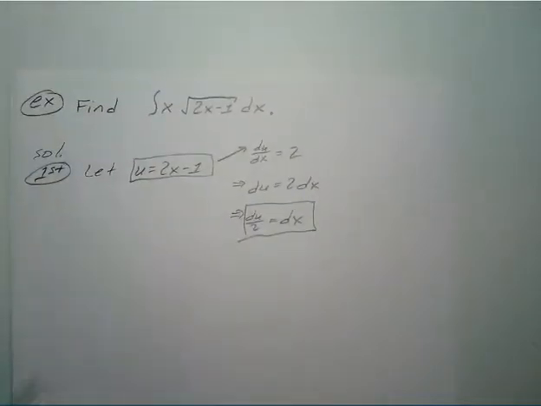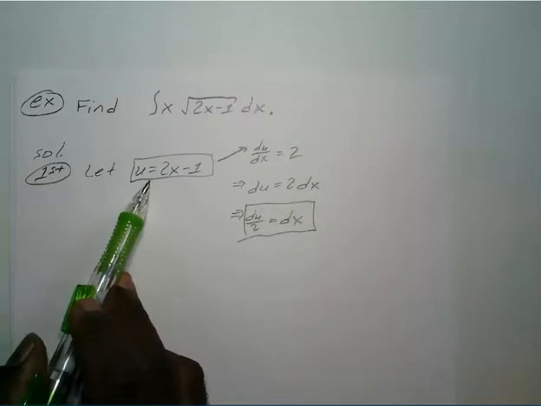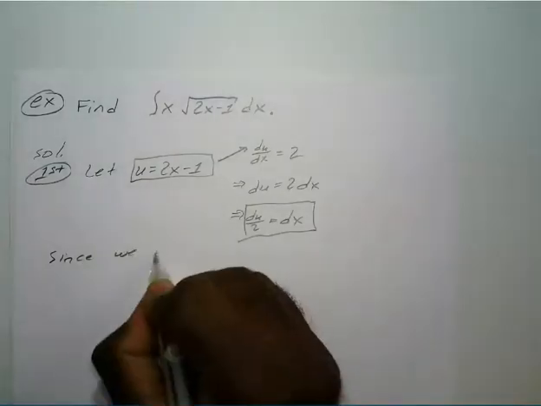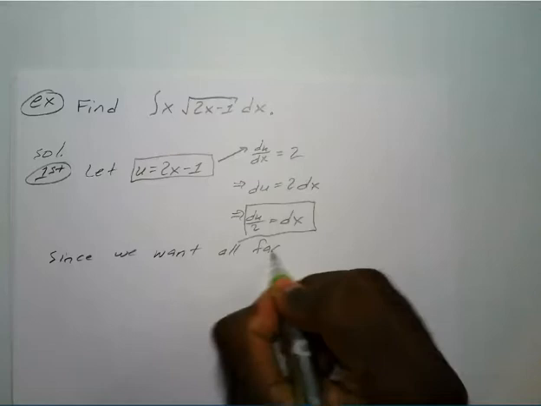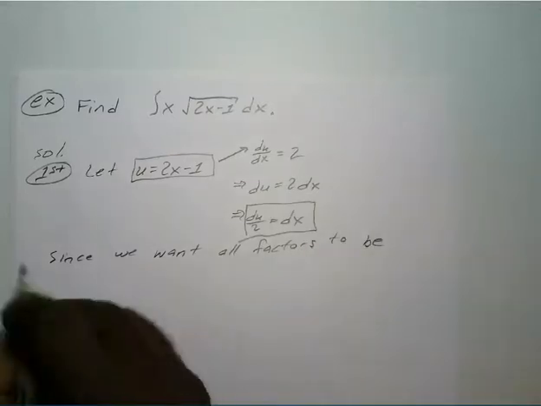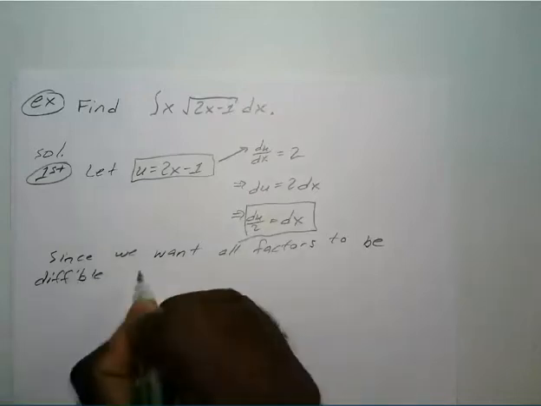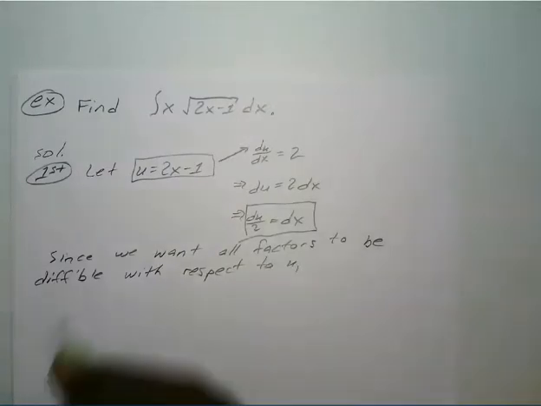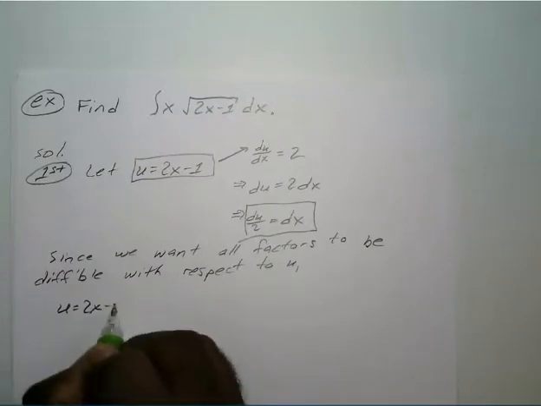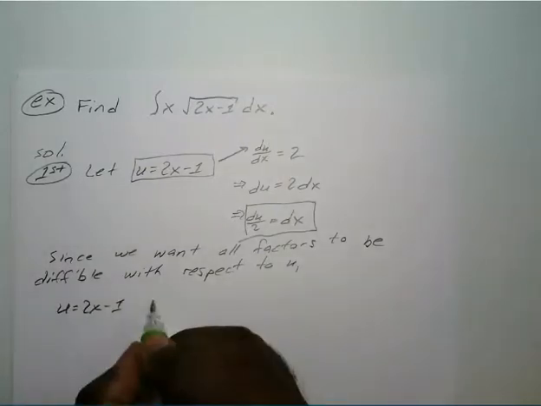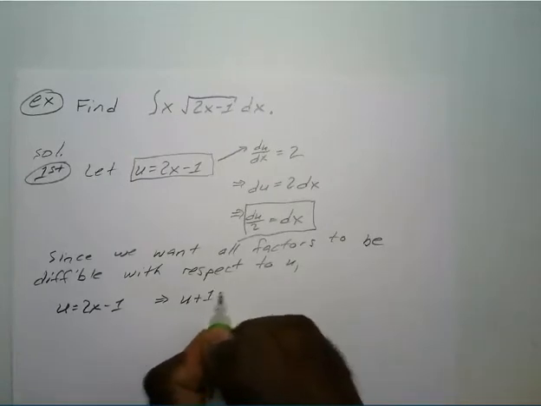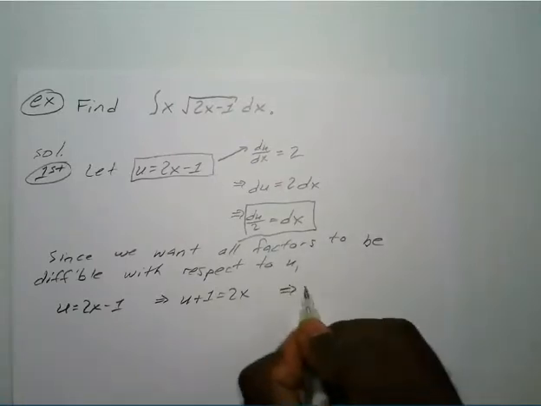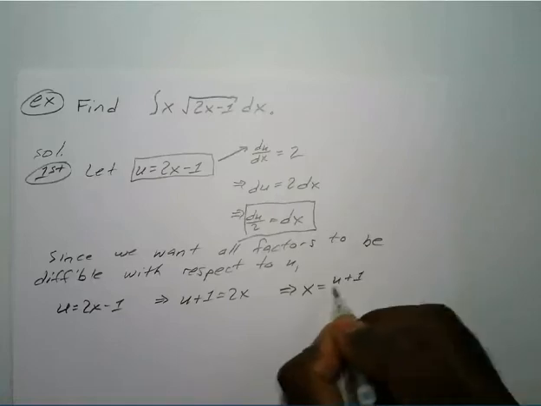All right. So we're going to take what we made our u equal to, and use that to our advantage. Since we want all factors to be differentiable with respect to u, we're going to take u equals 2x minus 1 and add 1 to both sides. So we end up with u plus 1 equals 2x. Now, if we divide both sides by 2, we end up with x equals (u plus 1) over 2.